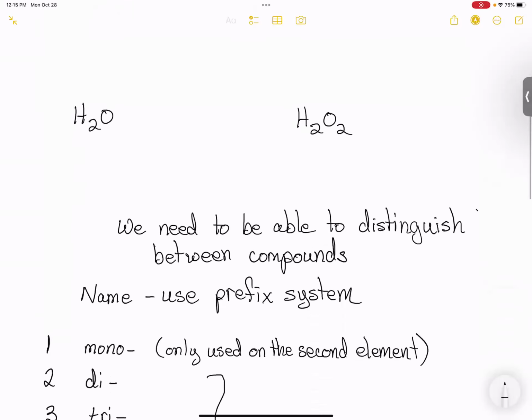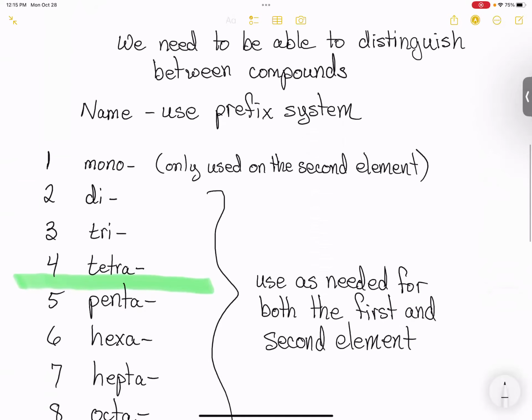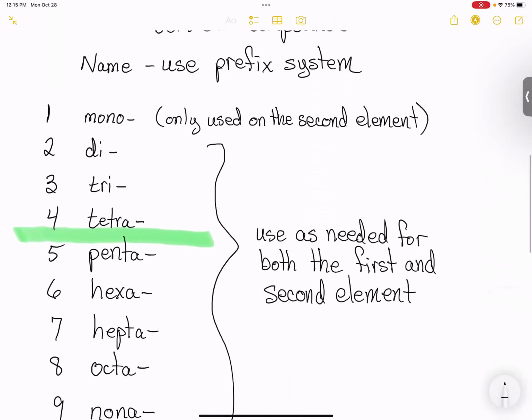Because the same 2 elements can combine in more than 1 ratio, we use a prefix system to distinguish the ratio. The first 4 in the prefix system are different than the first 4 in the alkanes. But the last 6 are the same.